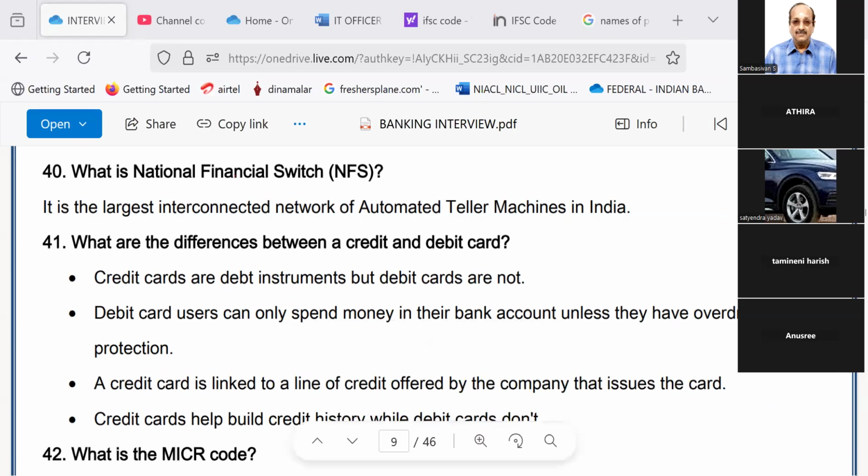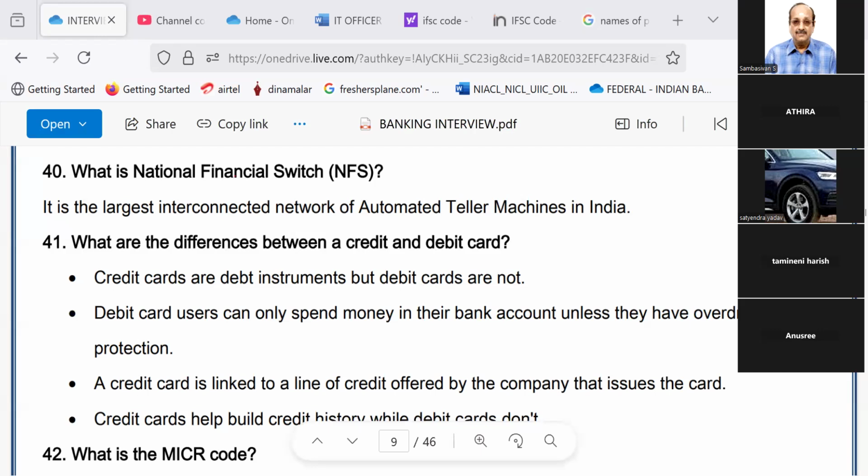Number 40. What is National Financial Switch? It is the largest interconnected network of automated teller machines in India. See, in India, I don't know how many ATMs are there. Lakhs and lakhs of ATMs. All of them are interconnected. That is, you can operate from X Bank ATM for an account in Z Bank, like that.